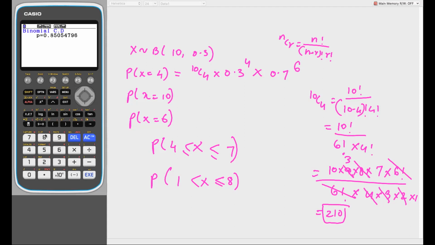So in binomial and discrete random variables, you need to be very careful about whether the value is included or not. As far as the normal distribution is concerned, you don't need to.